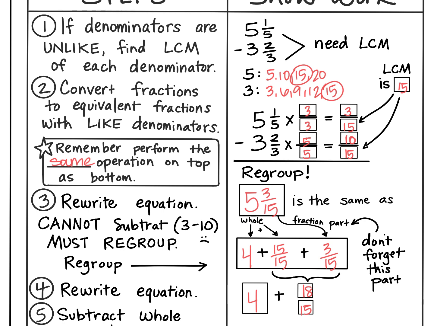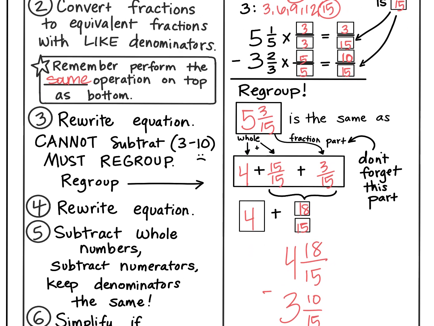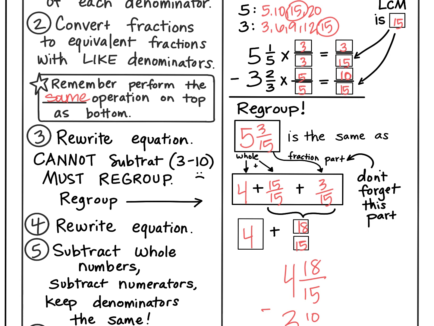So now I can actually rewrite this and I can subtract it. So this is what it's going to look like after I rewrite my problem. I'll have 4 and 18/15 minus, ooh, that's really big, minus 3 and 10/15. Everybody with me so far? Okay.